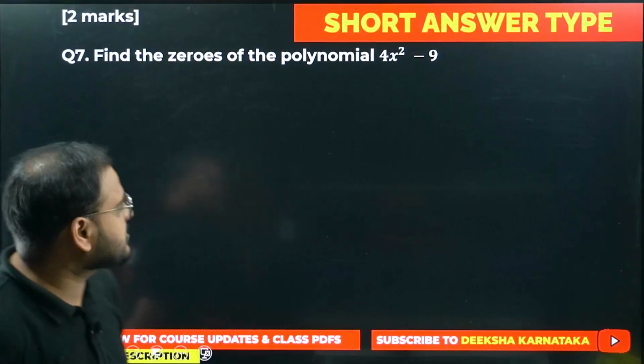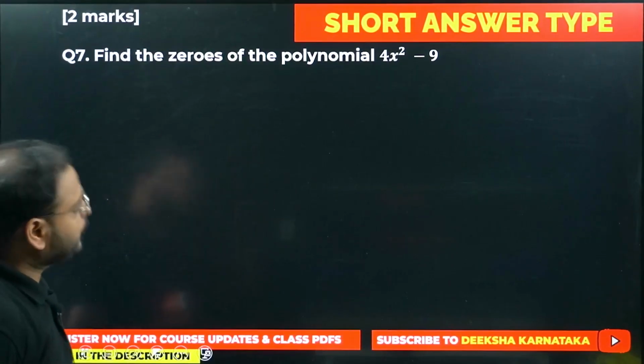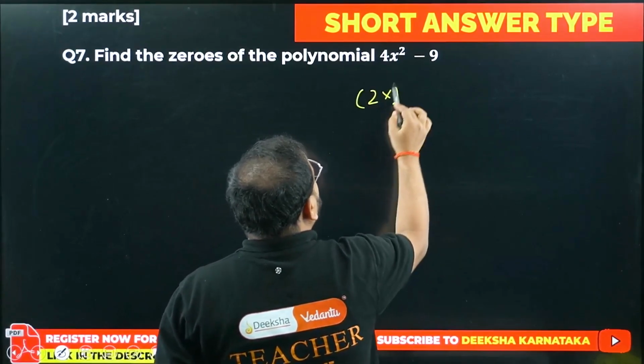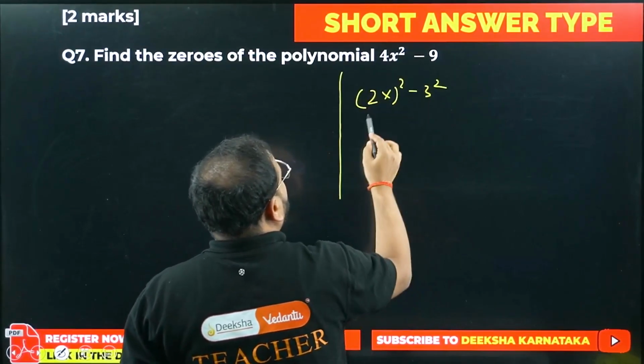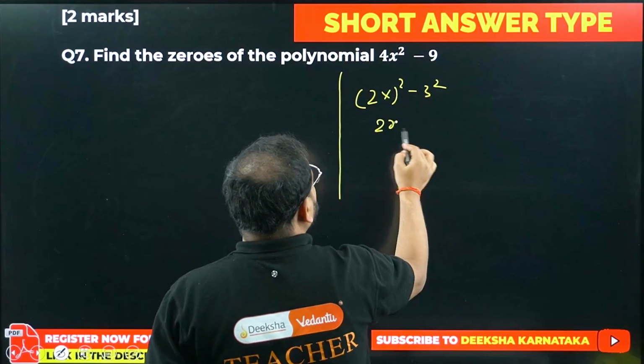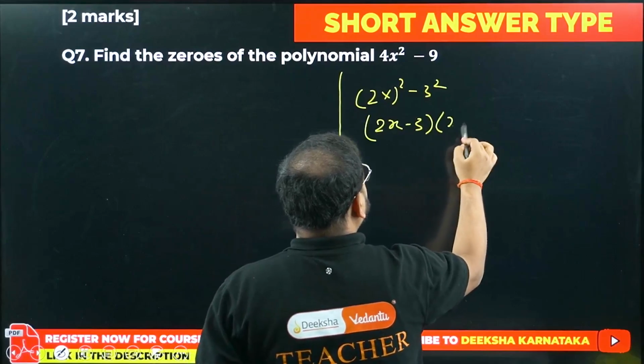Marker I've taken first. Find the zero of the polynomial 4x² − 9. Can we solve it? Of course, sir. (2x)² − 3². Okay, factorization we can do, right? So this will become what? (2x − 3)(2x + 3).